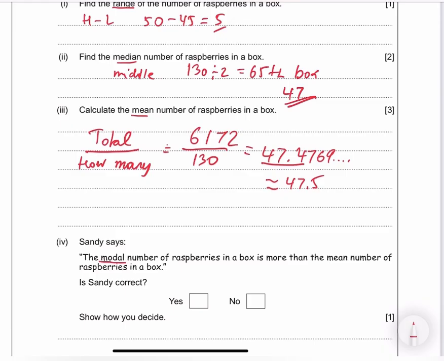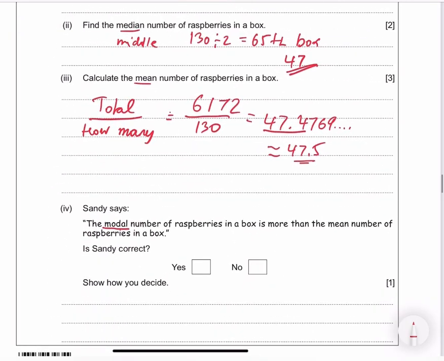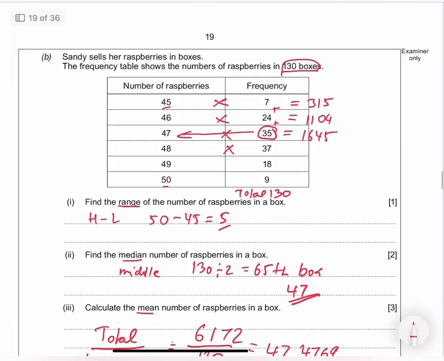So we added all the raspberries and divided by the number of boxes here. Right, the next part asks you to find the modal number of raspberries in a box, and it says it's more than the mean number. Okay, we need to find the modal number. The modal number is the number you see most, like mode. So in the table, we just need to look at the highest number. Look at the frequency column.